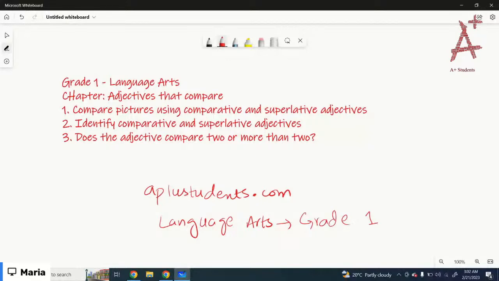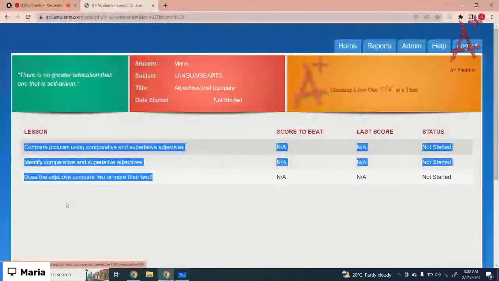And the lessons we're going to cover today are compare pictures using comparative and superlative adjectives, identify comparative and superlative adjectives, and does the adjective compare two or more than two. So let's just start with the first lesson.